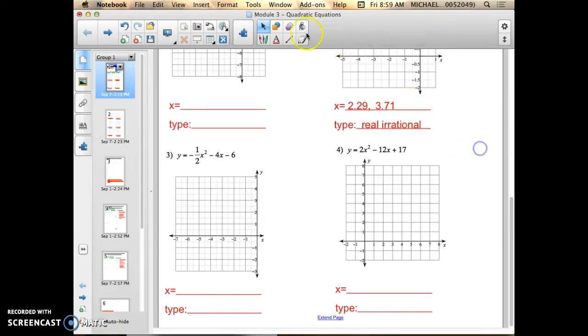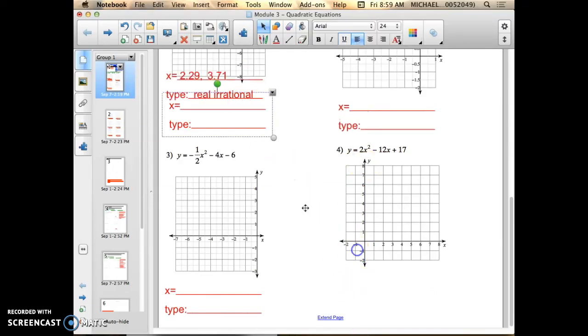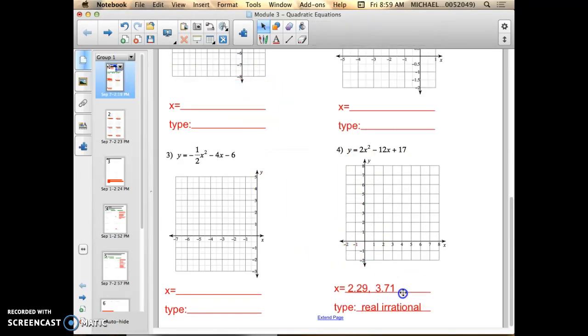I have just noticed that I typed this in the wrong place. Let's do a little switch here. Wait for it. Where'd you go? There. I'm answering number 4. So it's real because it hits the x-axis, and it's irrational because the decimals go on forever. I've rounded the decimals, but they do go on forever.